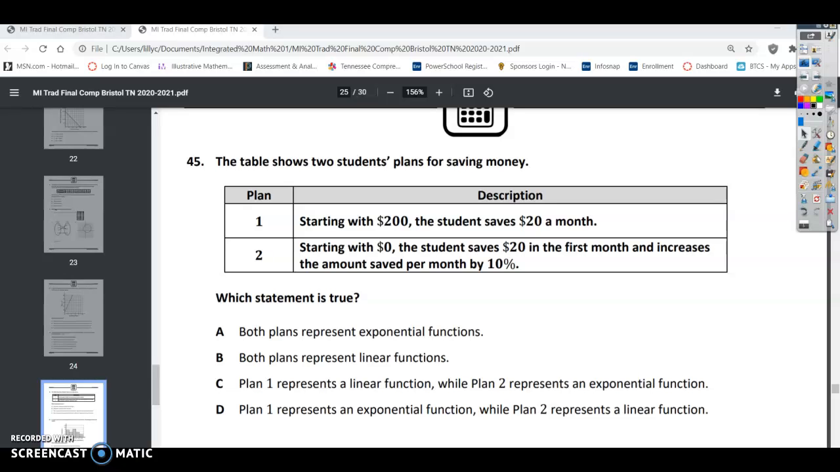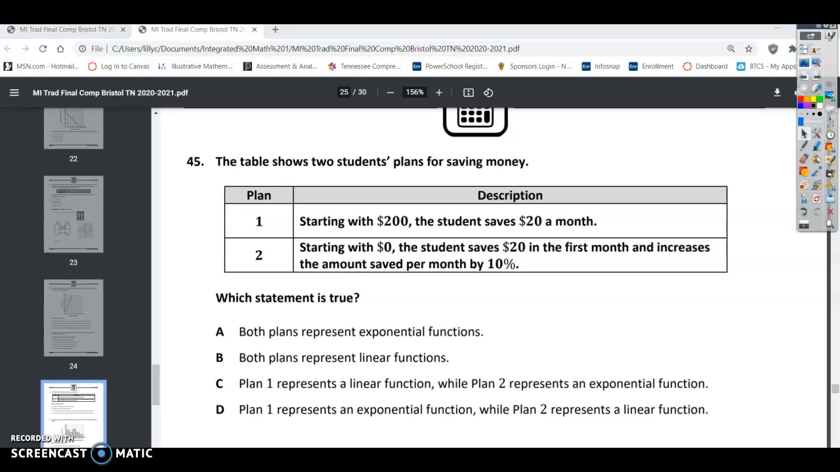Math 1, final benchmark, number 45. The table shows two students' plans for saving money. The first student's plan, Plan 1, starts with $200 and the student saves $20 per month.